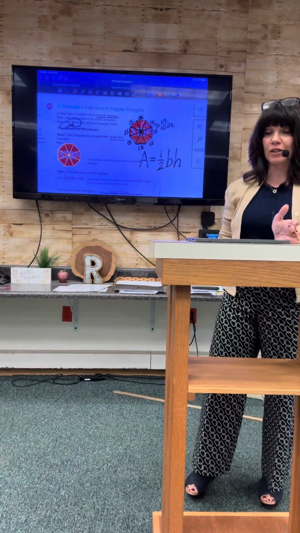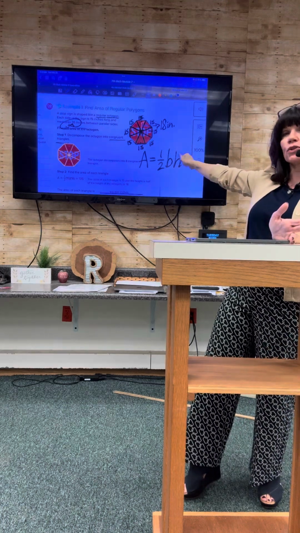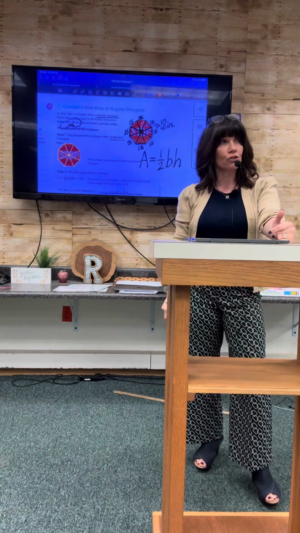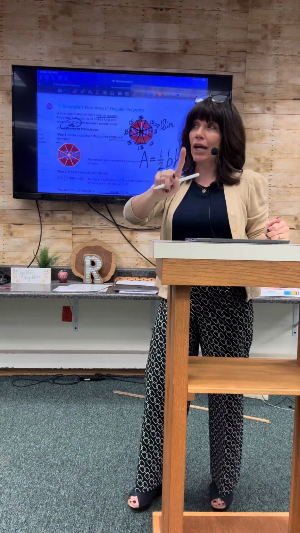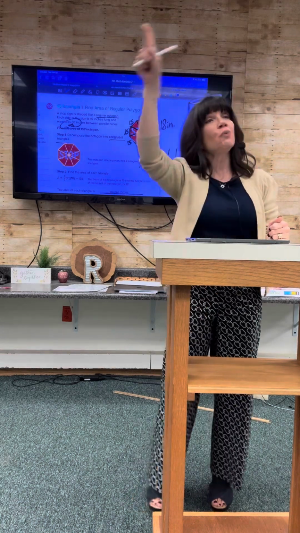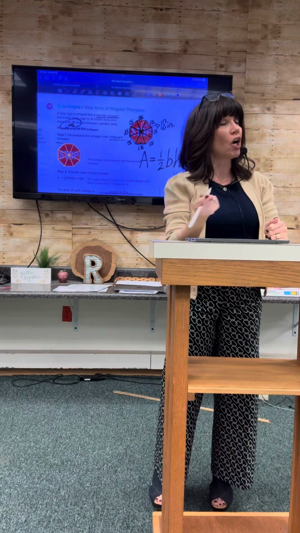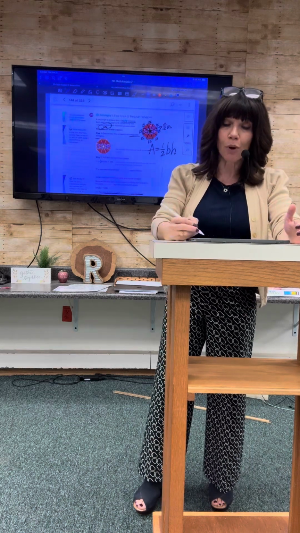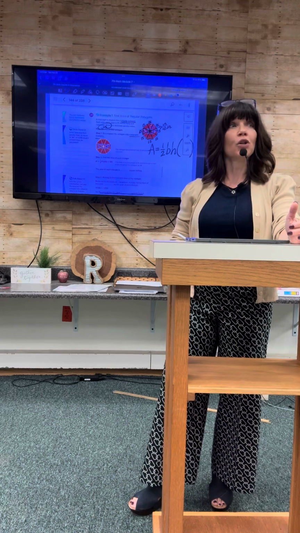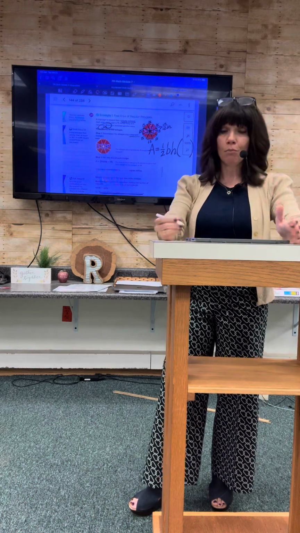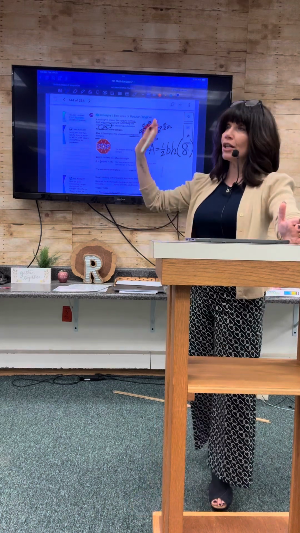Thank you for the active participation, everybody in this room, right? A equals 1/2 BH. Now that will give you the area of a single triangle. But if you want the area of the whole octagon, what would you then need to multiply that by? Multiply it by what? Say it. Multiply it by 8.